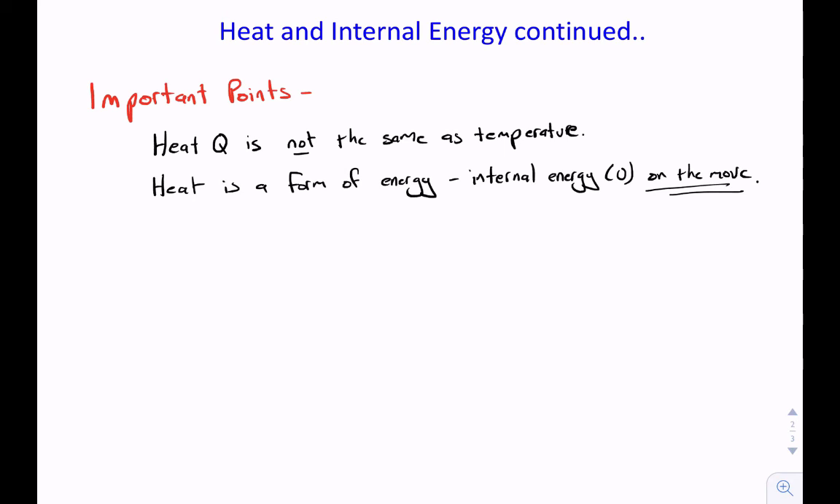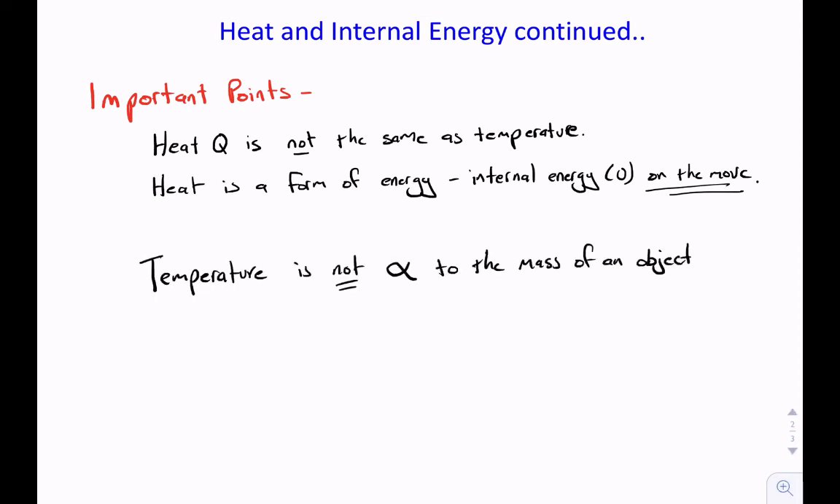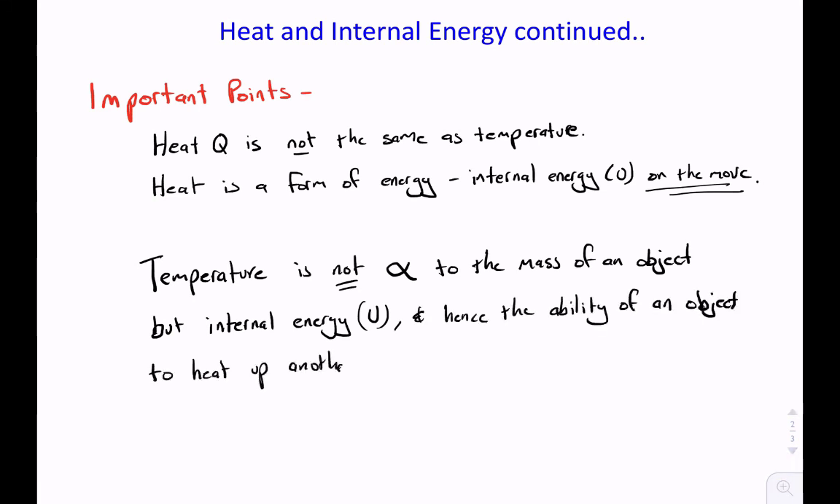Getting back to our example, say now we have 2 saucepans of boiling water ready to cook pasta. The 2 saucepans have the same temperature, close to 100 degrees, but now we have twice the internal energy compared to if we only had 1 saucepan of boiling water. So the difference is that the temperature is not proportional to the mass of the object, but the internal energy, and hence the ability of an object to heat up another body, is dependent on the mass of the object.